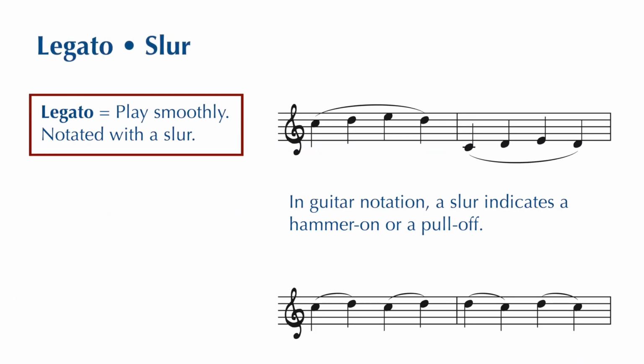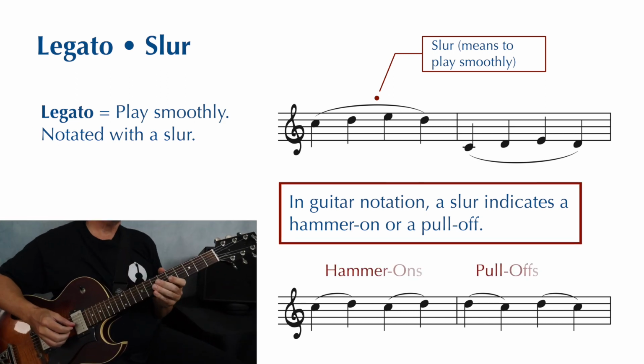Legato means to play smoothly. This curvy line is called a slur, and it means to play legato, or smoothly. And if you're a guitar player, the slur is used to notate a hammer-on or a pull-off.